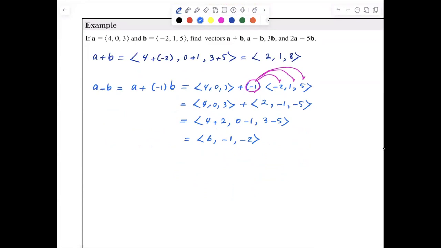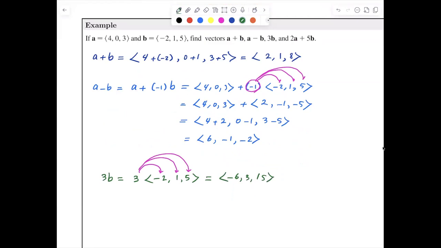What is 3 times b? For 3 times b, it's a scalar multiplication of 3 by the components of b, (-2, 1, 5). So basically, it's just a distribution. So what do we get? We get (-6, 3, 15).